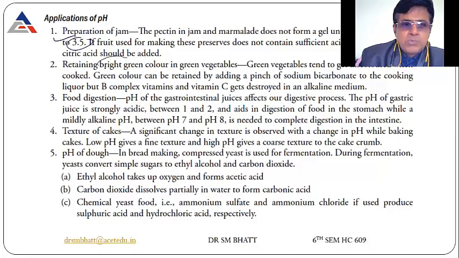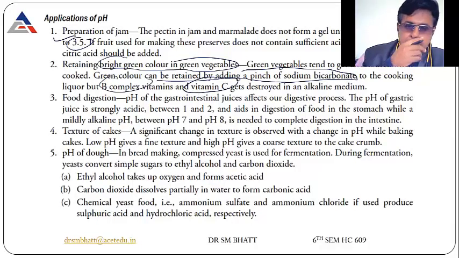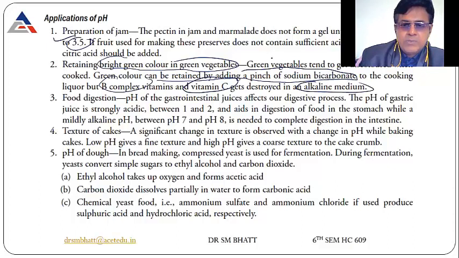If you want to retain green color in green vegetables, then what you should do? You can retain the green color by adding a pinch of sodium bicarbonate. Right? For example, if you want to retain vitamin C and vitamin B complex, they are all destroyed in alkaline medium. So what you will do, you will add a pinch of sodium bicarbonate.